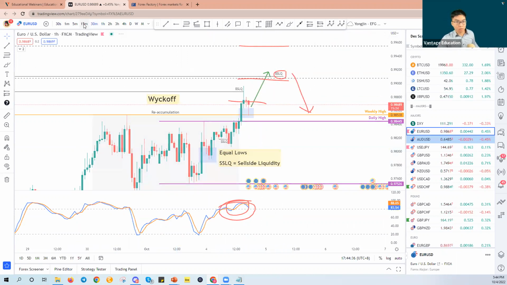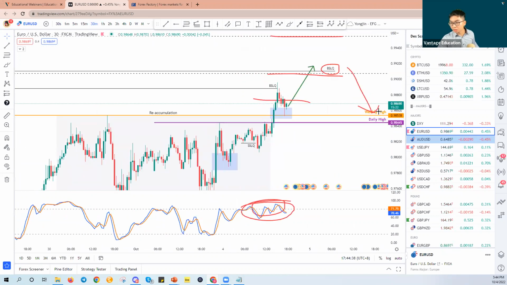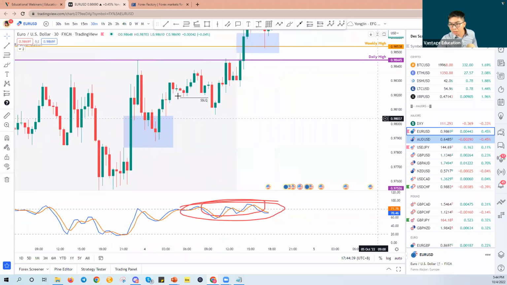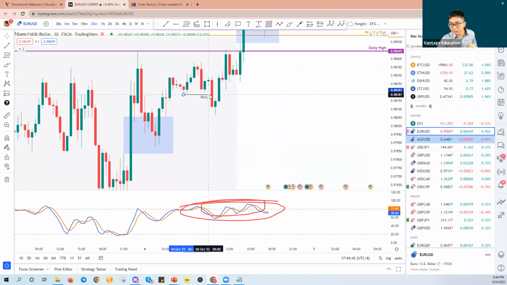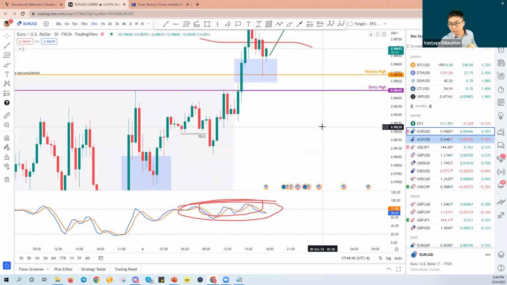Okay, let's move on to the 30 minutes chart. Let me clean this up. Look, it's very nice. Sell side liquidity taken before price continued moving upwards.